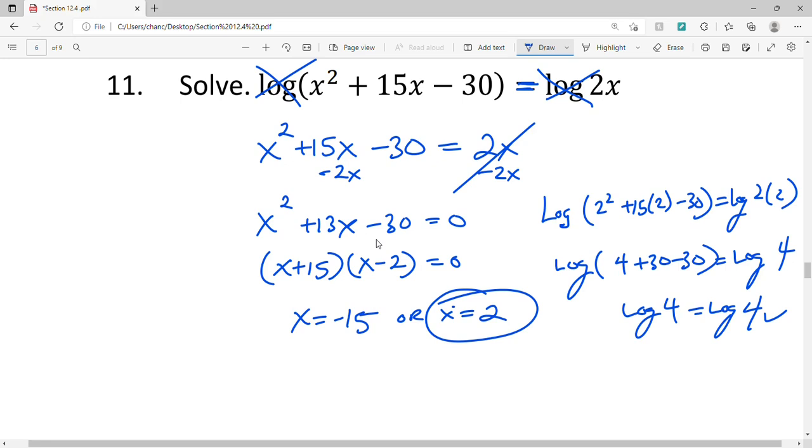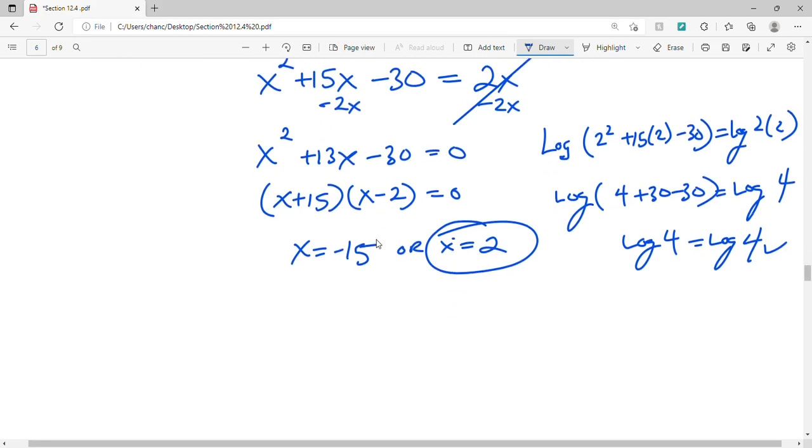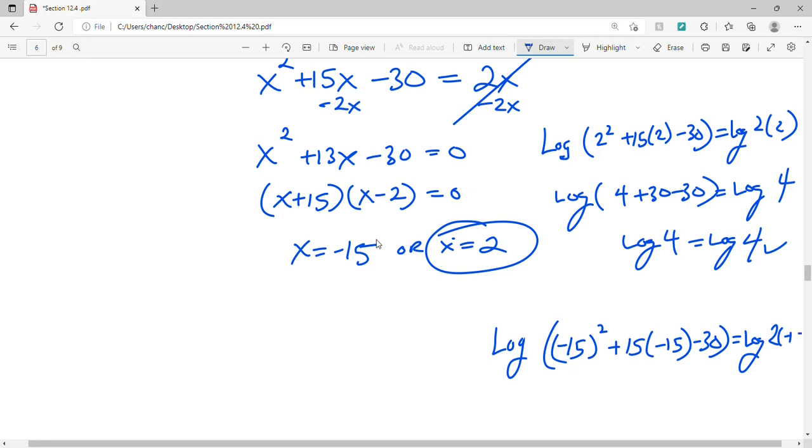Now we have to check x equals negative 15. Again, we'll use the original problem. We have log of negative 15 squared plus 15 times negative 15 minus 30. Is that equal to log of 2 times negative 15? So let's simplify this.